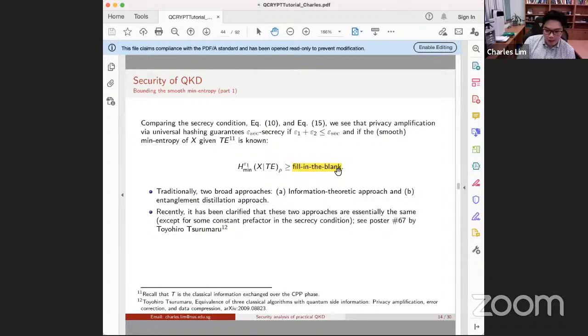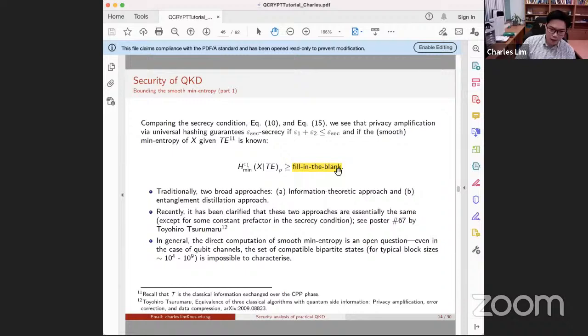Okay, and what's interesting, you can see the poster by Surumaru, I think it's poster 67. What he actually has shown is that these 2 approaches, although some people use this branch of analysis and another group of people use the one based on entanglement distillation, essentially, in terms of characterizing the error or the security of the protocol, that's just a constant prefactor in between these 2 approaches. So there's not much difference between these 2. And essentially, once you have proven one approach, it says the same for the other one as well.